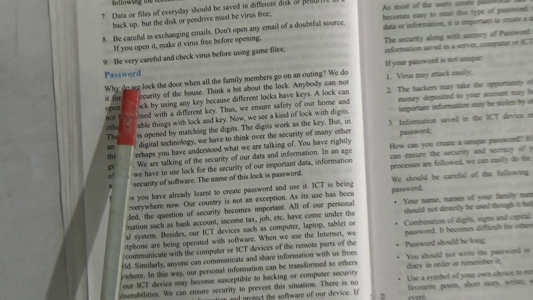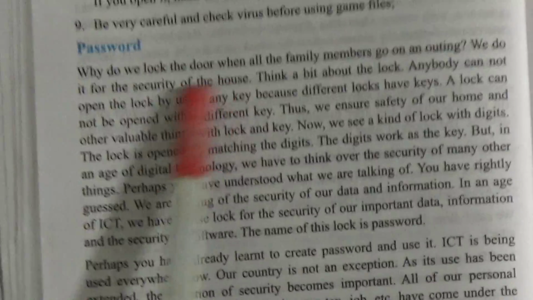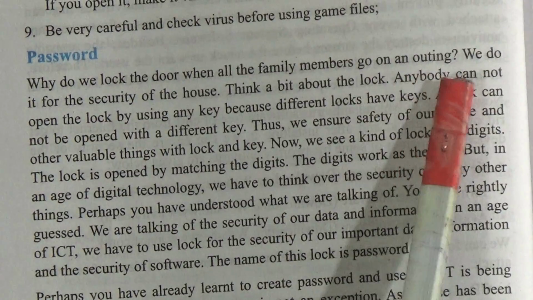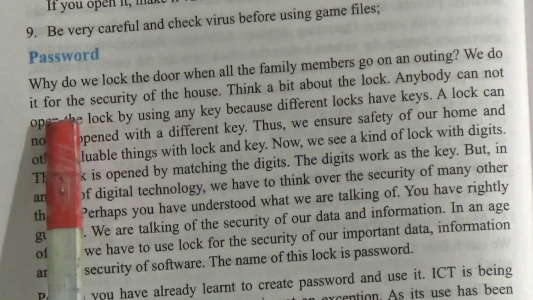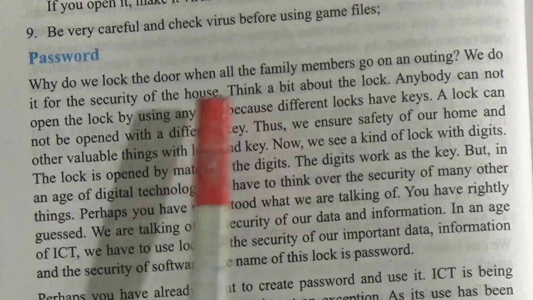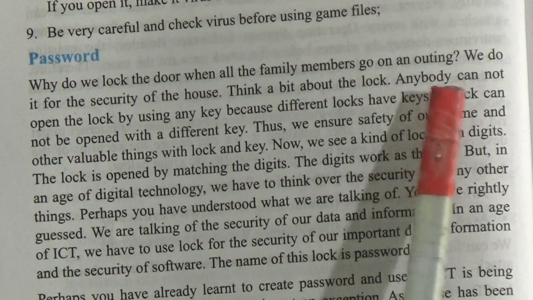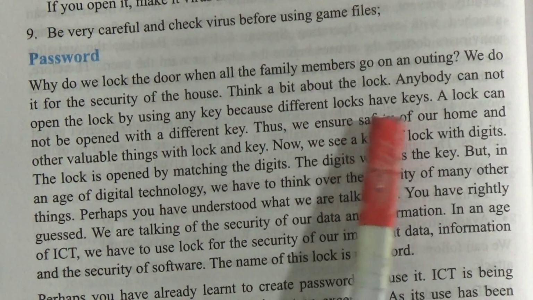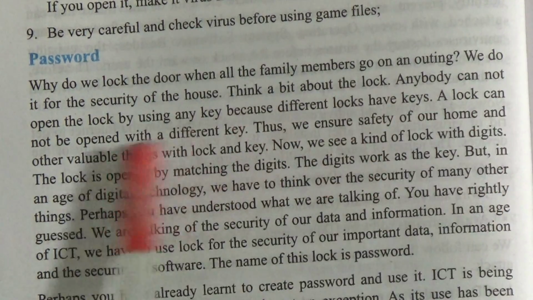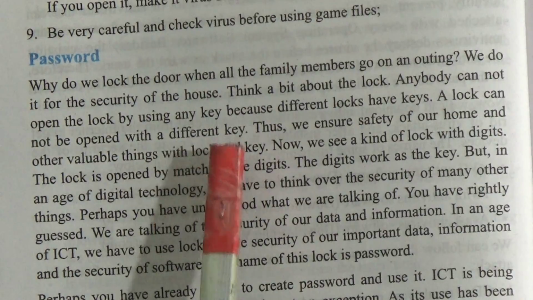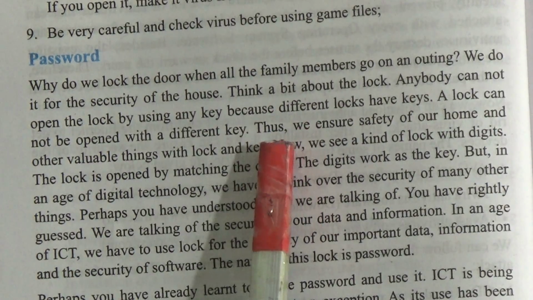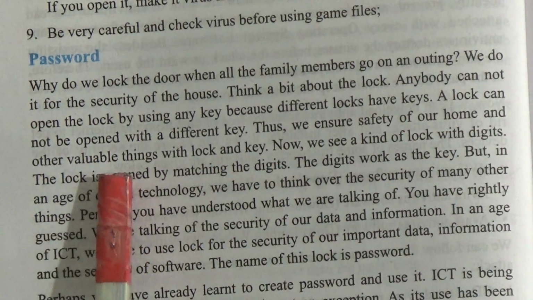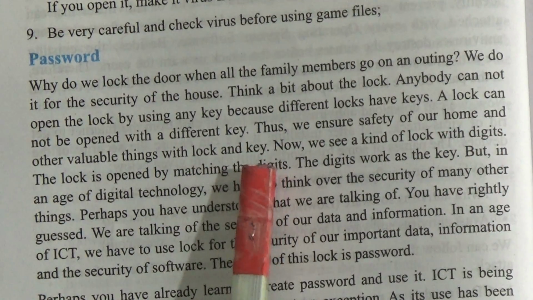From this point, password. Why do we lock the door when all the family members go on an outing? We do it for the security of the house. Think a bit about the lock. Anybody cannot open the lock by using any key because different locks have different keys. A lock cannot be opened with a different key. Thus, we ensure the safety of our home and other valuable things with lock and key.